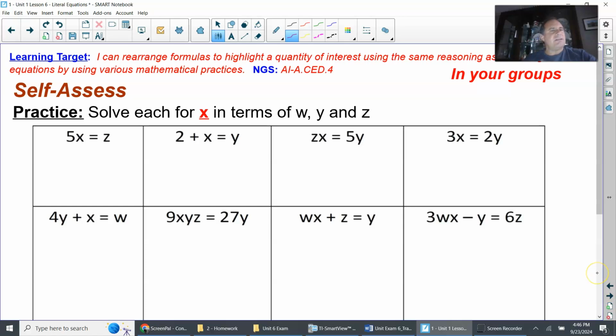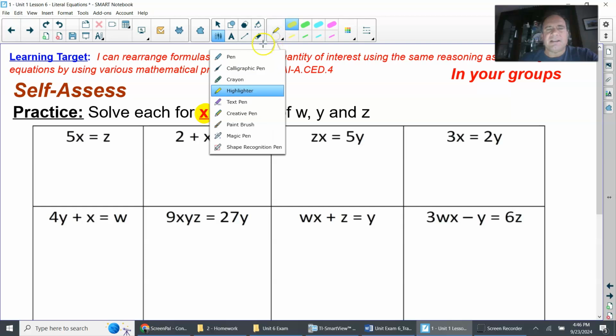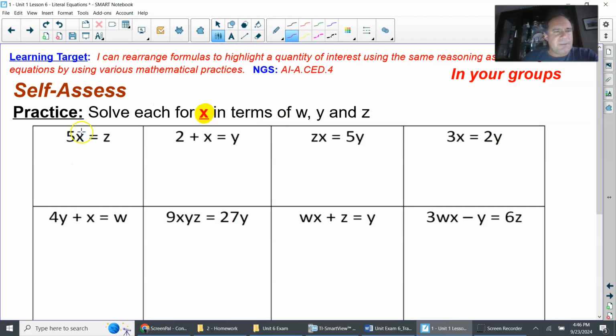Take a look at this self-assess page. Solve for x in terms of w, y, and z. Just remember, you're solving for x. That's all you're doing. So on the left side, you see an x. So that means you're going to divide by whatever it is that you want to cancel. And since they're attached by multiplication, you divide. You do the opposite of what it is you see.